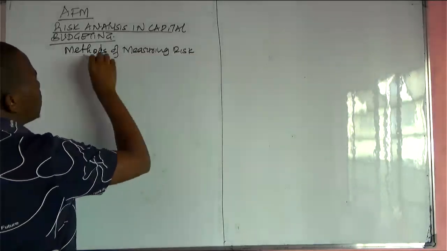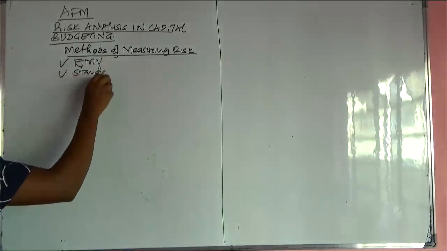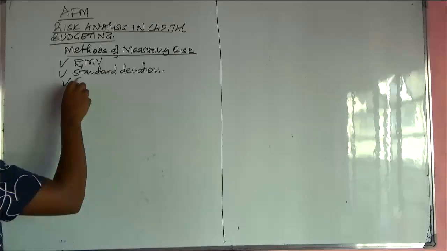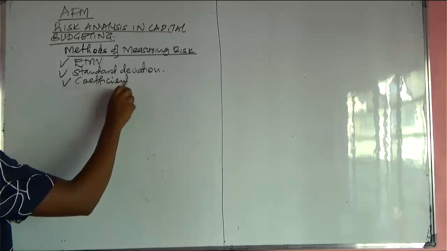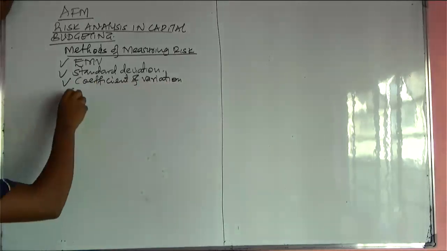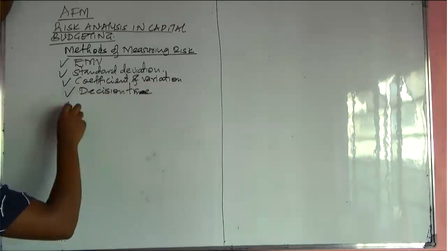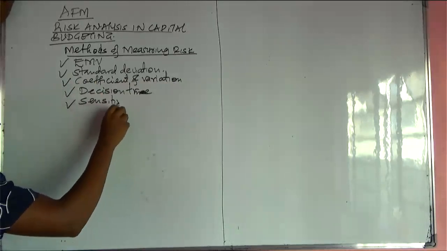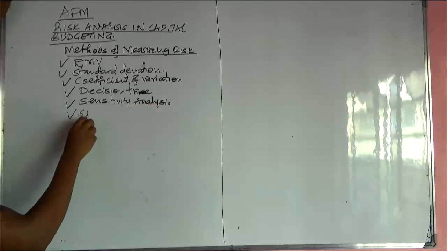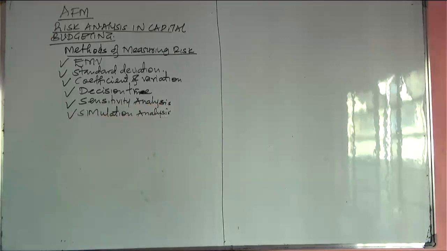On the methods of measuring risk, we began with the EMV. We also talked about the standard deviation, the coefficient of variation, and the decision tree. In our previous class, we talked about the sensitivity analysis. So for today's class, I want to talk about the simulation analysis.